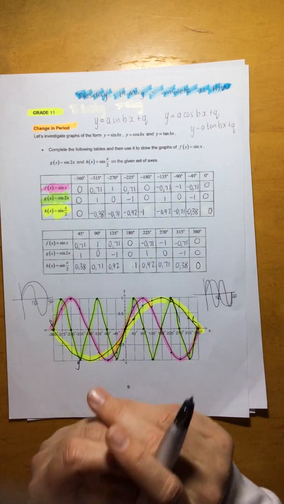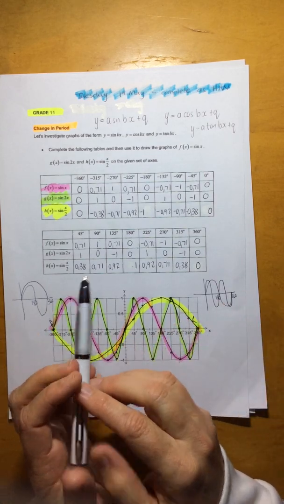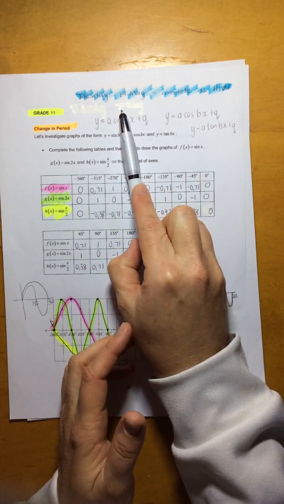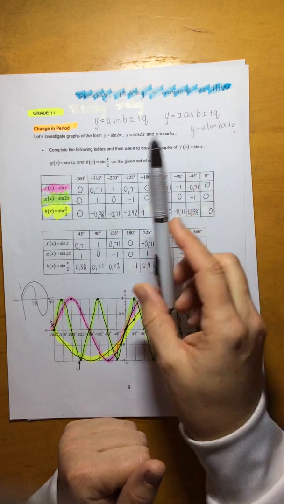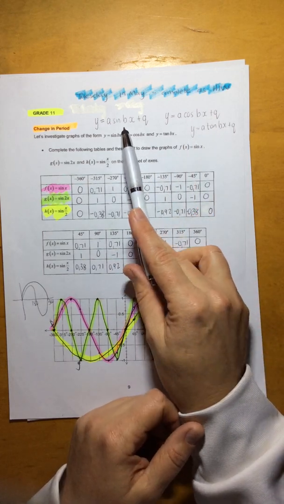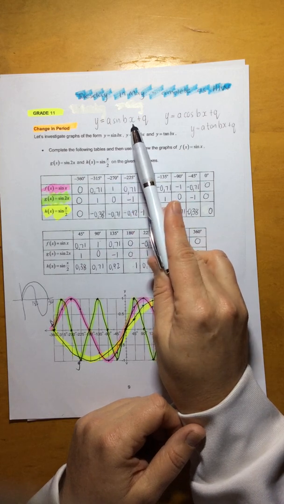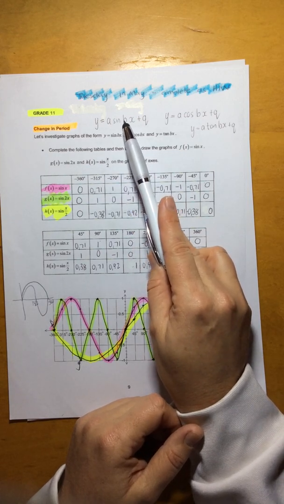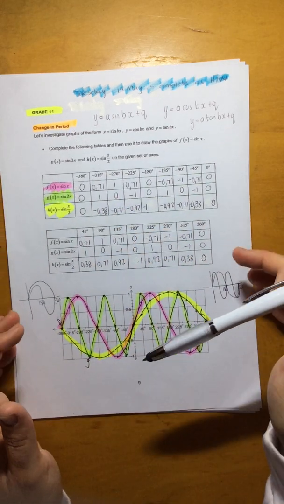So going into grade 11 trig graphs for the first time, you are used to getting y equals sin x plus q and y equals cos x plus q and so forth. But now we are going to add a b. We are going to add a value in front of the x, and that b value is going to change the period.